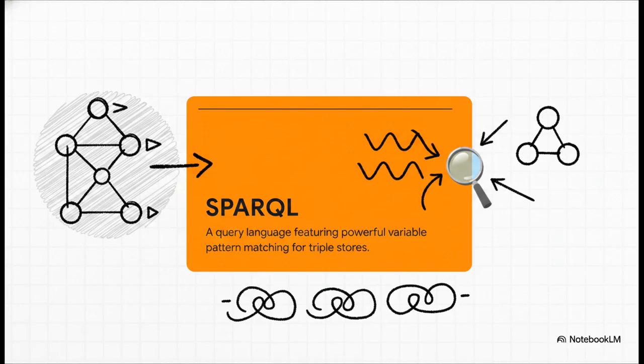SPARQL stands for the SPARQL Protocol and RDF query language, and it completely flips the script on how we ask a database for answers. Instead of SQL's imperative style, where you're writing those messy recursive loops to tell the database exactly how to build tables, SPARQL uses declarative pattern matching. You just describe the shape of the data you're looking for using variables, and the query engine natively figures out the best way to traverse the graph to find it.